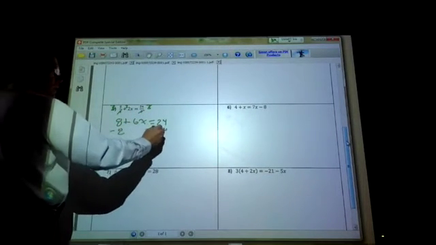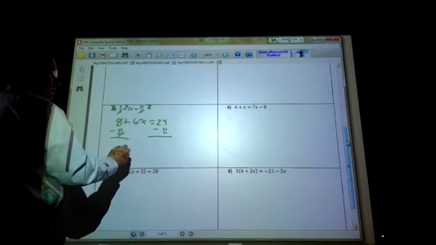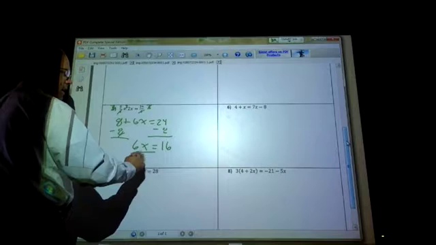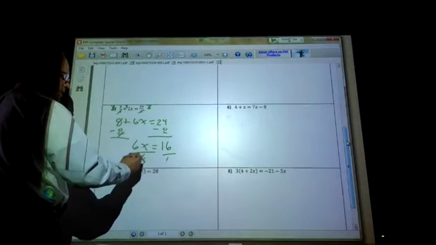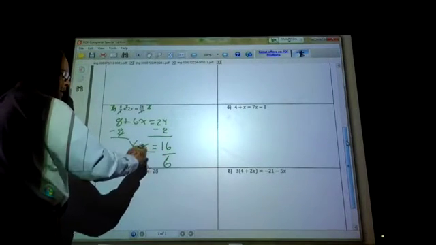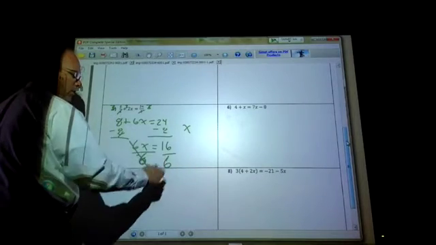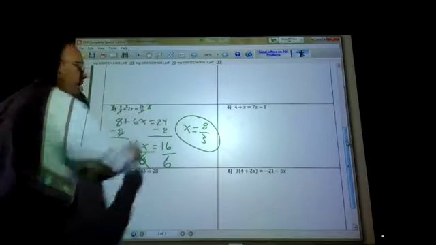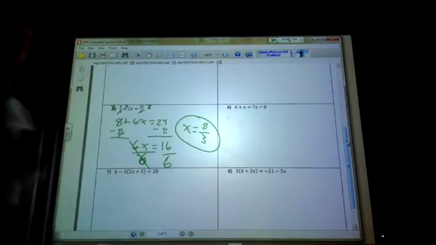Subtract 8 from both sides. Those cancel, so that's going to give me 6x equal to 16. Divide each side by 6, not x, I'm sorry. And I'm going to reduce that. 16 over 6 is going to reduce to 8 over 3. And again, you can leave it like an improper fraction.